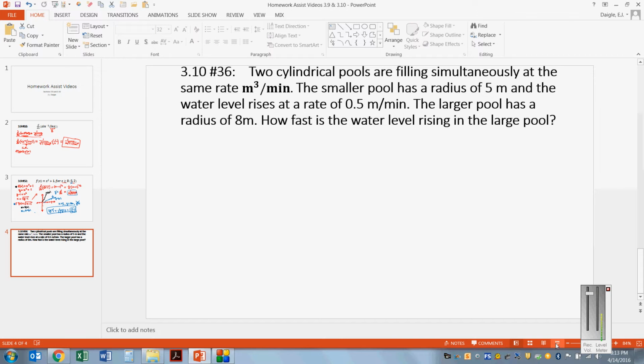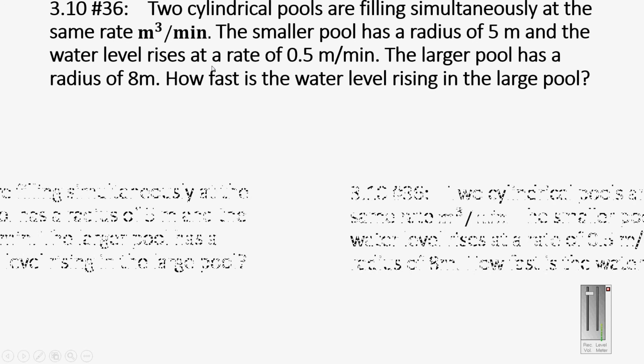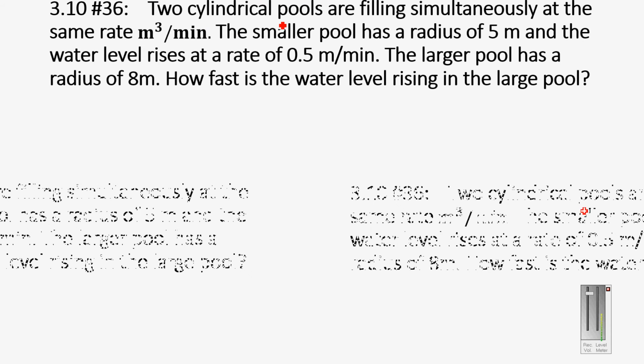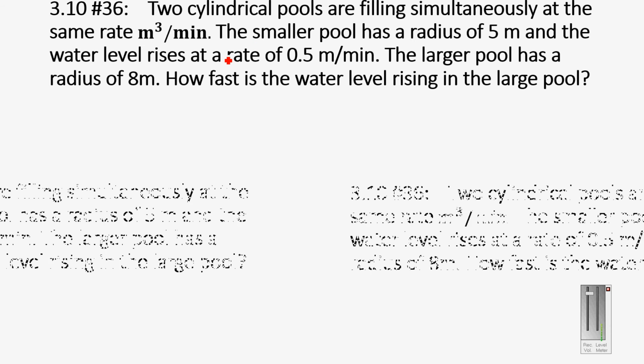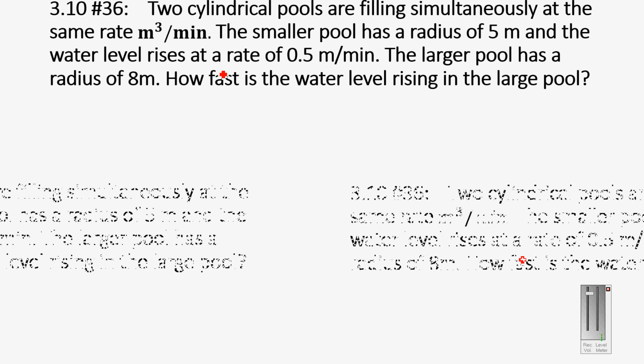Okay, and probably the toughest of the grouping that I assigned for the homework this week was 3.10, number 36. This one's going to take us a little while to figure out here. Two cylindrical pools are filling simultaneously at the same rate in meters cubed per minute. The smaller pool has a radius of 5 meters, and the water level rises at a rate of 0.5 meters per minute. The larger pool has a radius of 8 meters. How fast is the water level rising in the larger pool?